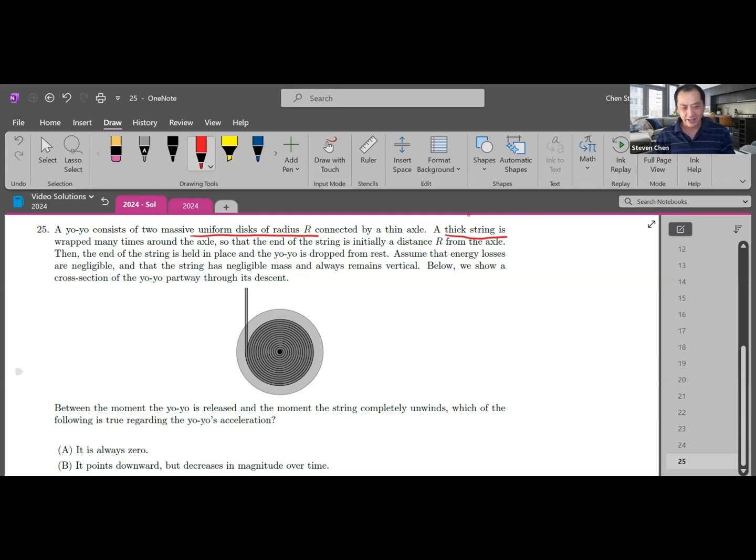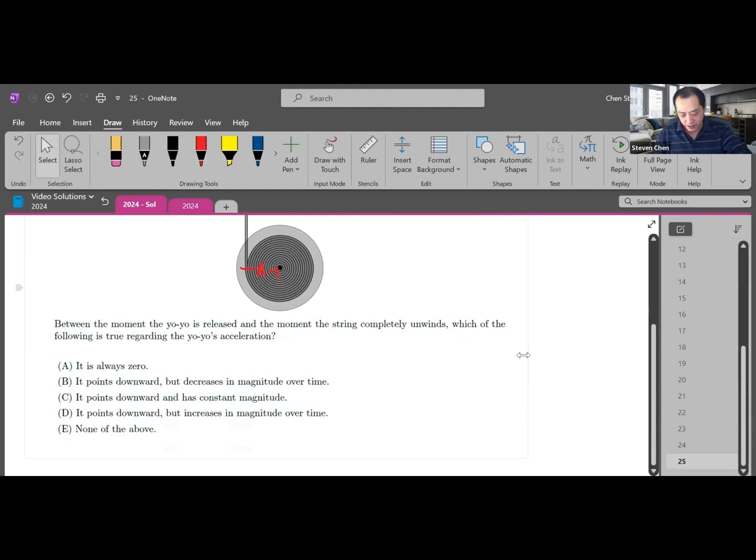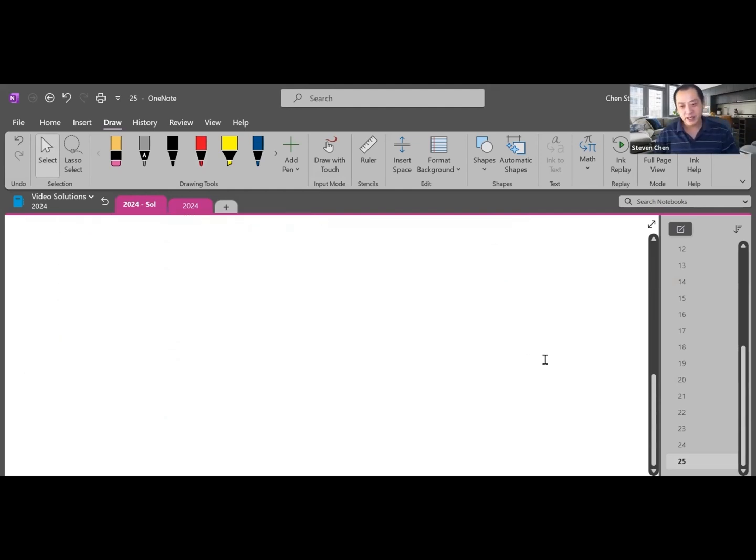So the problem says that initially, once we wrap the axle with the thick string, it is in such a relative position. So basically here, the radius here is the same as the radius of the uniform disk. And then we release it, right? So after we release it, basically the string is unfolded, right? Because it has the thickness.